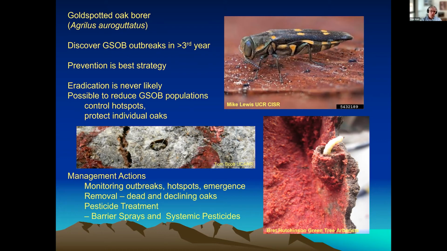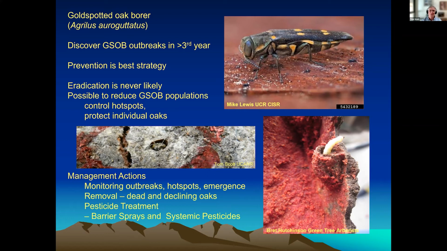They can be in it for the entire year before the flight season, and they can show up at a new location and establish populations. This has happened sometimes at distances up to 120 miles. So prevention is the best strategy, and that involves not importing firewood.